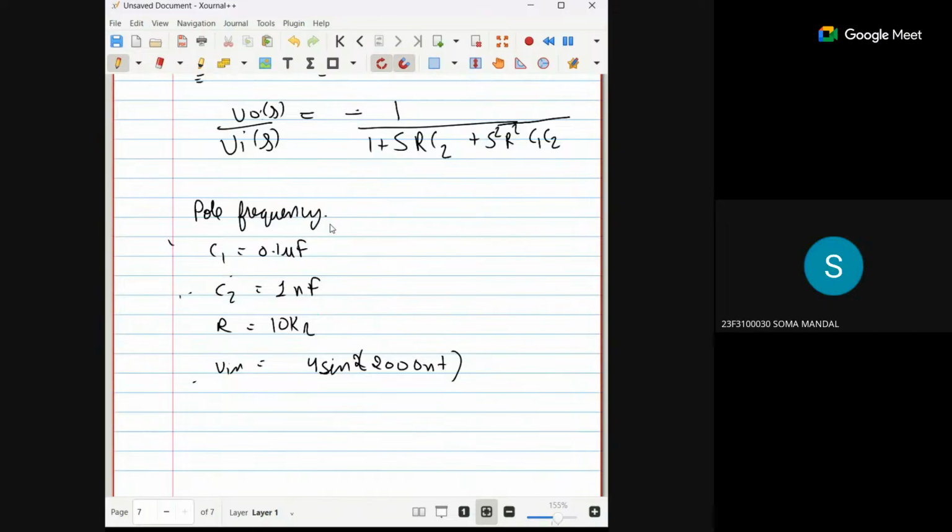Omega P equal to 1 by R root over C1 C2. Okay, yes. This is the formula when our resistances are equal. When all resistors are not equal, then what can we use? Then it will be R1, R2.